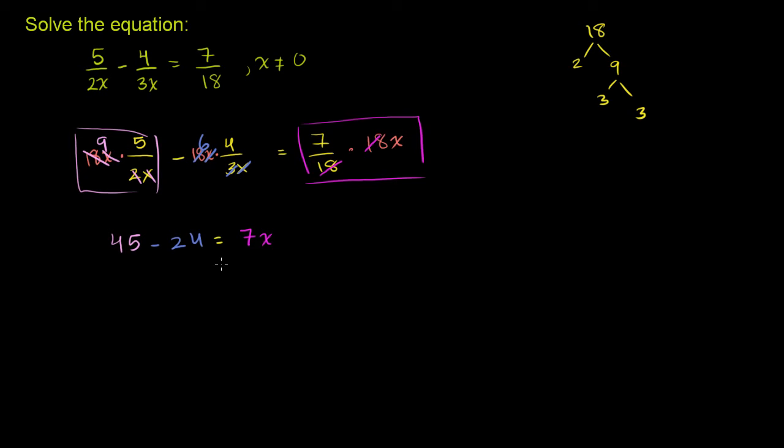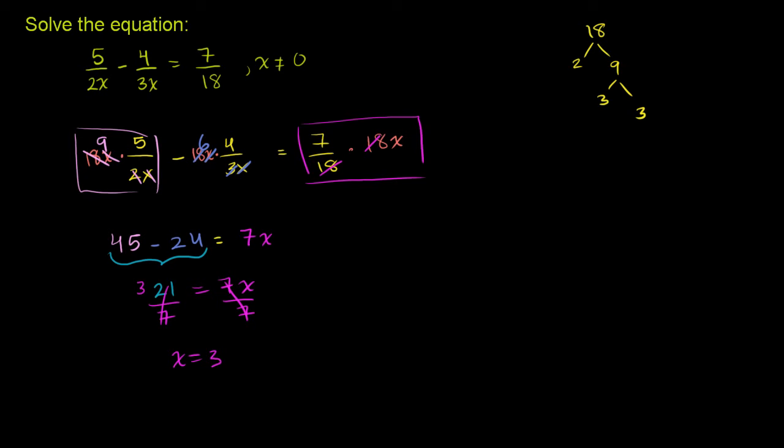And now this becomes a much, much simpler equation. Now, what's 45 minus 24? Let's see, 45 minus 20 would be 25. Then you subtract 4 more. It's 21. So you get 21 is equal to 7x. Divide both sides by 7, and you get x is equal to 3.